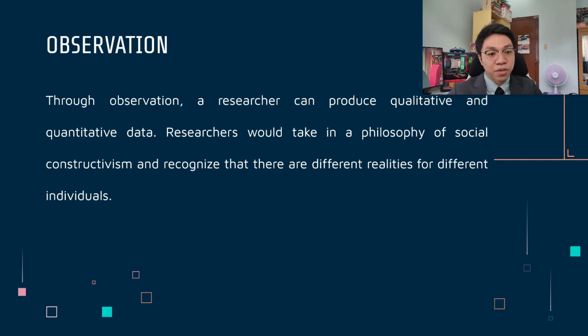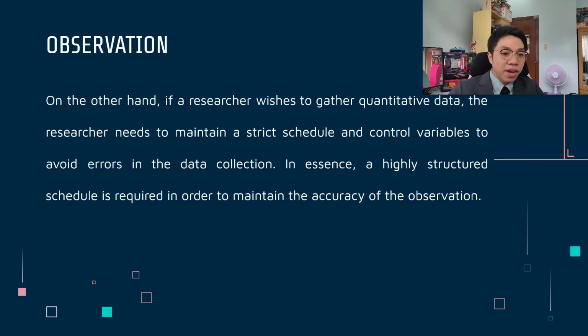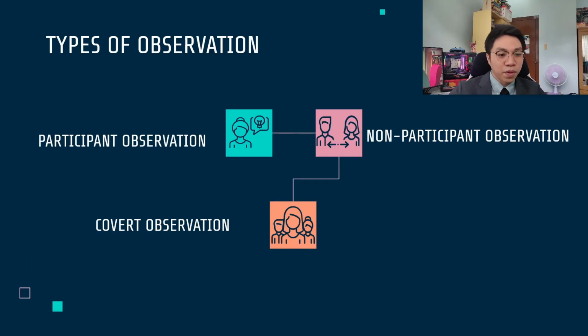Through observation, a researcher can produce both qualitative and quantitative data. Researchers would also take in a philosophy of social constructivism and recognize that there are different realities for different individuals. On the other hand, if a researcher would want to collect quantitative data, there needs to be a strict schedule and a strict control of variables in order to avoid errors in the data collection. In essence, a highly structured schedule is required in order to maintain the accuracy of the observation, to maintain the repeatability of the research. So, what are some types of observations?